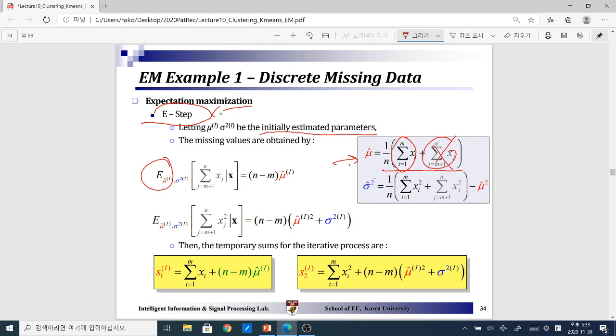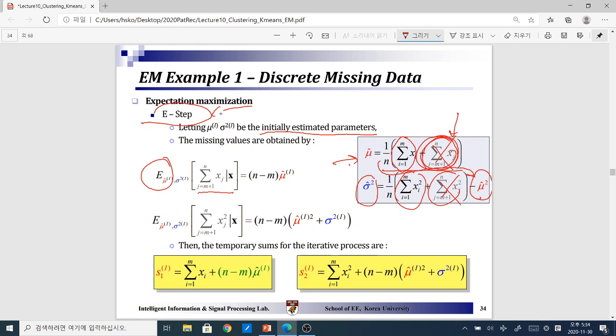And similarly for the variance, we have the first term having values, and the second term we don't have the values. Although this one here actually comes from the estimated mean. Now, if you can think about this, how do we then estimate this part, the unknown, the missing part?